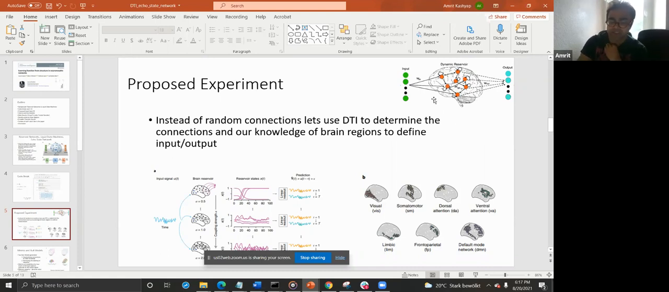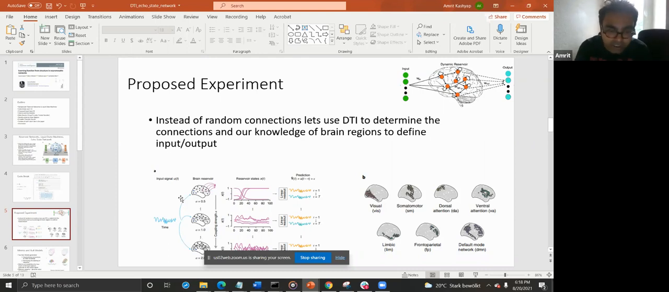So she basically says, okay, let me just use the DTI that we're measuring instead of some random matrix, and then let me define this task where I'm going to input it into certain network regions we know in the brain, and then I'm going to read out in certain other network regions of the brain, and then I'm going to see what happens.